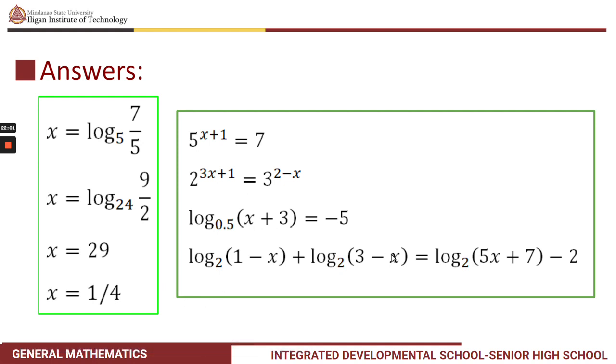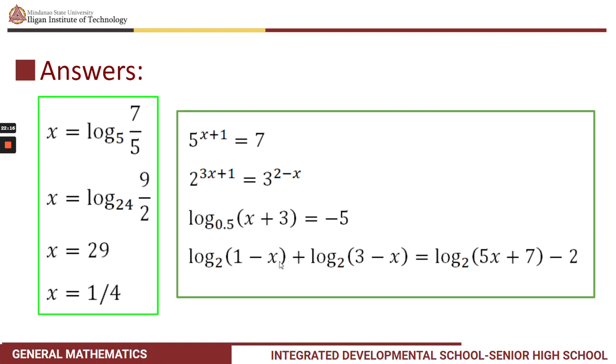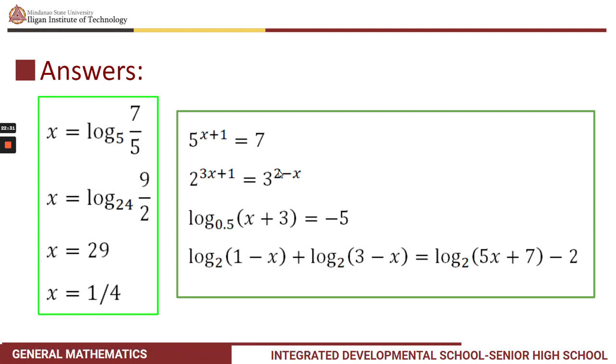So in here, I expected in equation number 4, you got more than one solution. However, the other solution violates the condition that the argument should be greater than 0. So it's only 1/4. No? Okay, so that's how we solve equations involving logarithmic expressions.